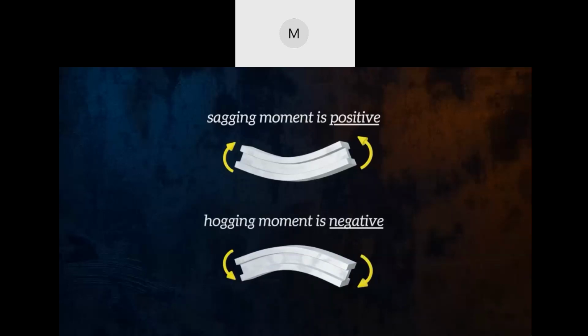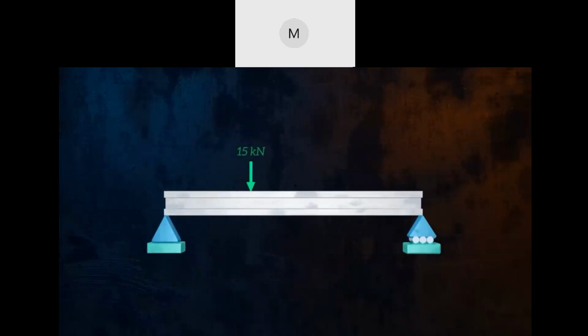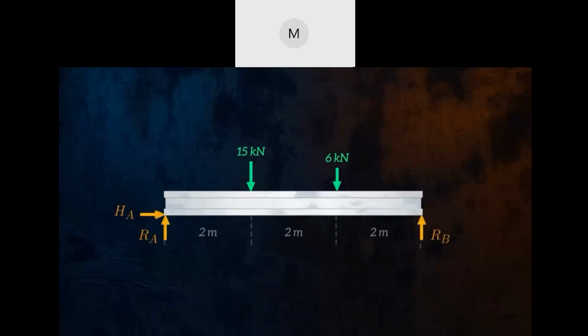Let's take a look at an example of a beam with pinned and roller supports, loaded by 2 concentrated forces. First, we draw the free body diagram. We can then use the equilibrium equations to determine the unknown reaction forces at point A and point B.